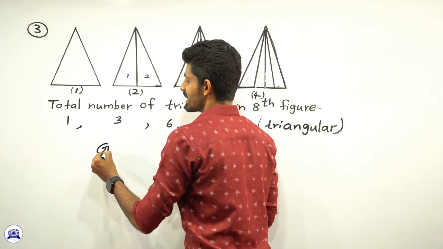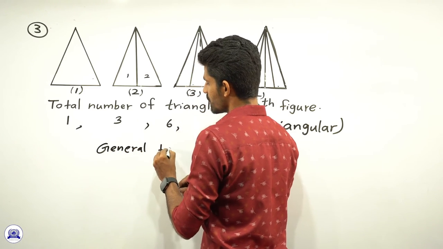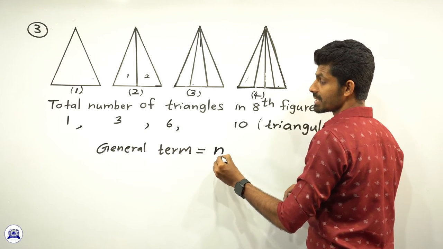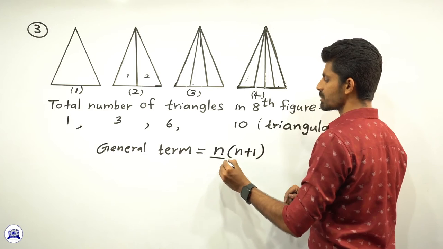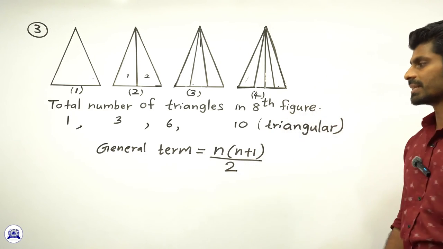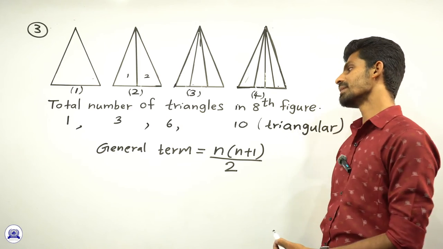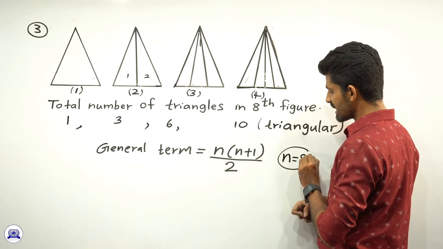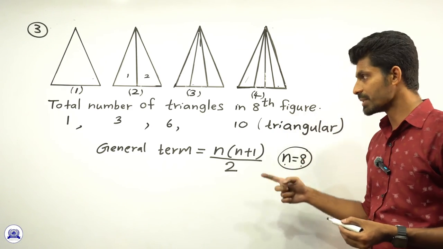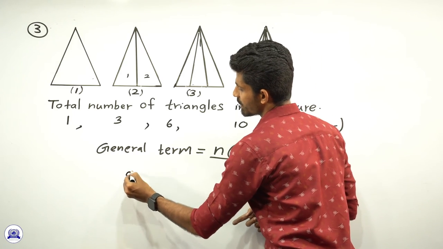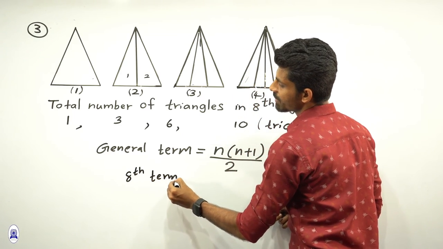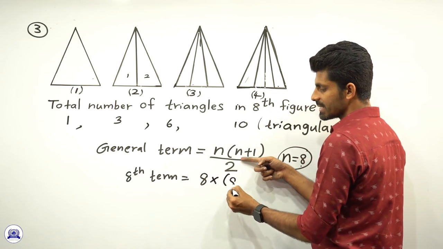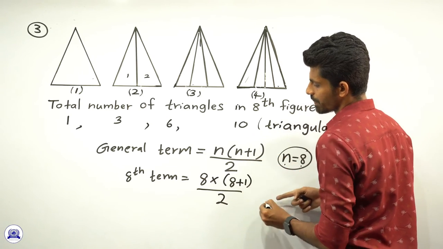Look at this one. What is the general term of the triangular number pattern? General term equals n into n plus 1 divided by 2. Instead of n, you can substitute 8. 8th term equals 8 into 8 plus 1, divided by 2.